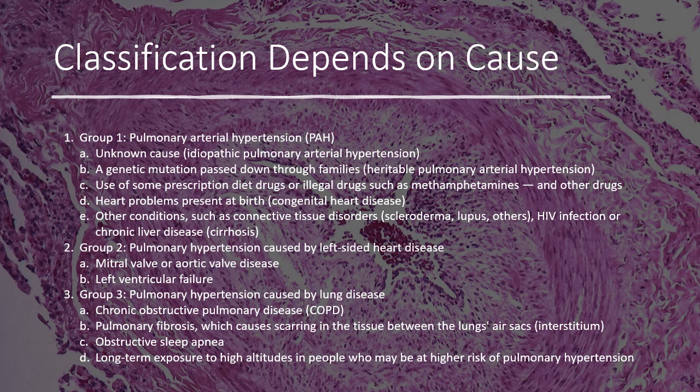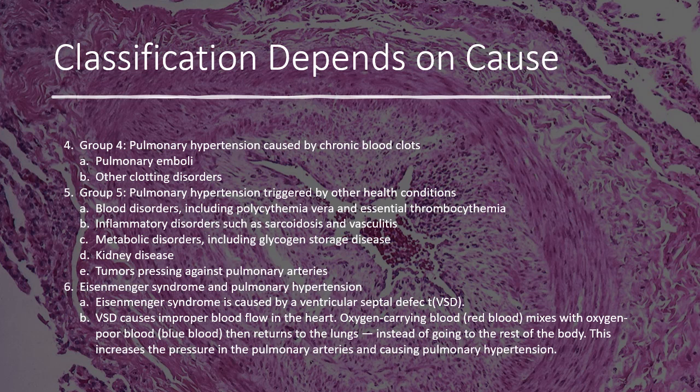risk of pulmonary hypertension. Group 4 pulmonary hypertension is caused by chronic blood clots, like pulmonary emboli and other clotting disorders. Group 5 pulmonary hypertension is triggered by other health conditions. They include blood disorders, including polycythemia vera and essential thrombocythemia, inflammatory disorders such as sarcoidosis and vasculitis, metabolic disorders including glycogen storage disease, kidney disease, and tumors pressing against the pulmonary arteries.